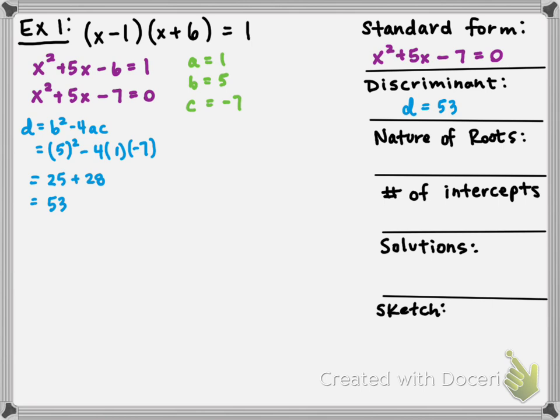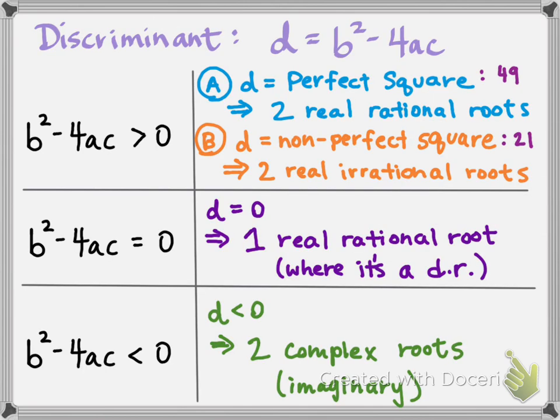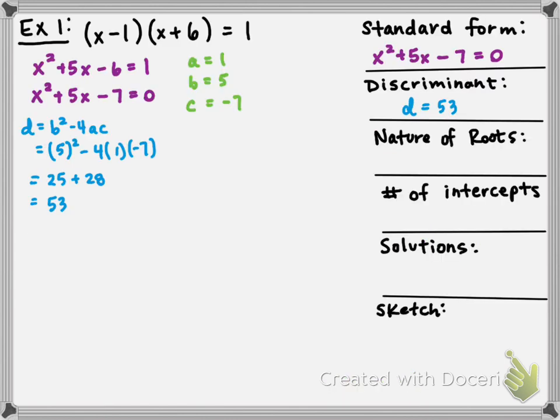Well, let me go back a slide. 53. It is greater than 0, so I'm in this case for this problem, example 1, right? And then I look over and say, is it a perfect square or a non-perfect square? 53 is a non-perfect square. So we're in case B: 2 real irrational roots. So I'm going to write that. 2 real irrational roots.